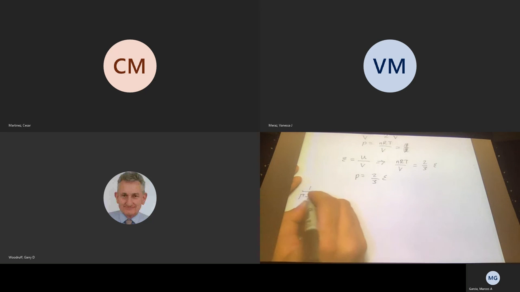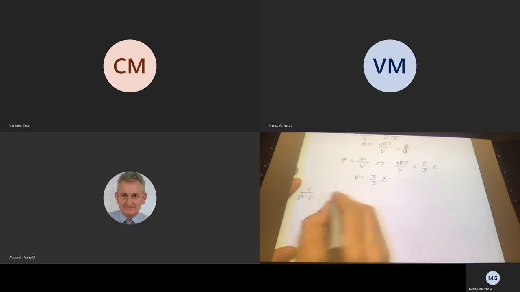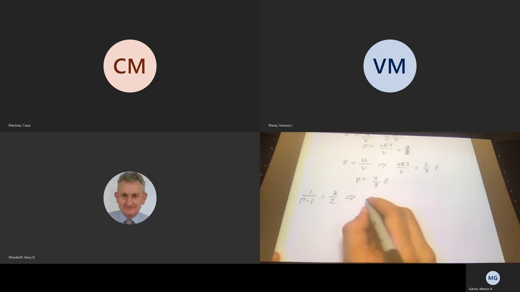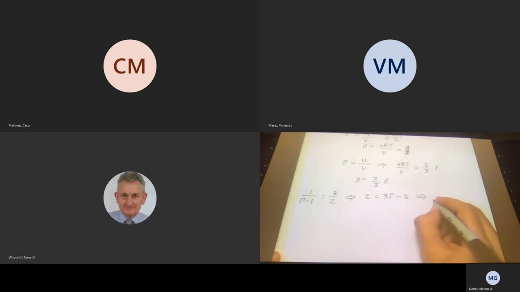So for the case of the ideal gas, this is 3/2 instead of 2/3 because of how I wrote it over here. This is the relationship between E and P, and this is P and E. So it's the other way around. So this implies that 2 is 3 gamma minus 3. So gamma is 5 over 3. Okay, so let's call it ideal gas.